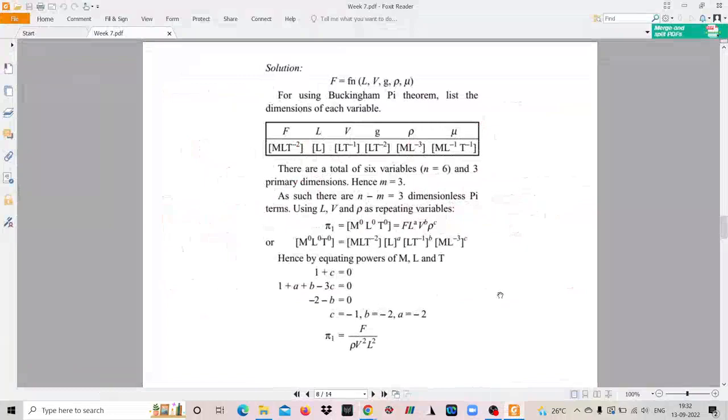Please obtain the values and tell me what the next two pi terms are. So there are three pi terms. One pi term we have already seen, and the other two pi terms you please calculate and tell me.